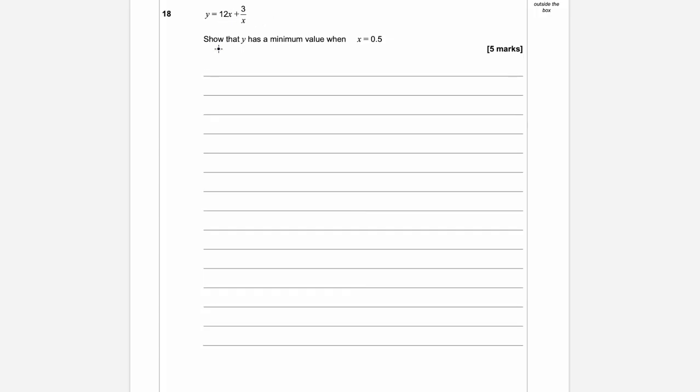Now, question 18. Y equals this. Show that y has a minimum value when x equals 0.5. Okay, minimum, guys, I want derivative. dy/dx. First let's rewrite this as y equals 12x plus 3x to the minus 1. Always change it first and then differentiate it. So the derivative, dy/dx, is equal to 12 minus 3x to the minus 2. That is the first derivative.